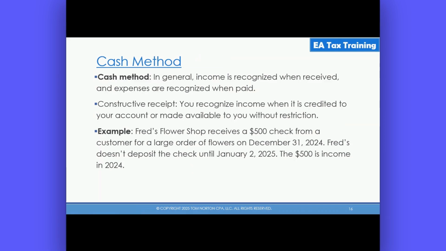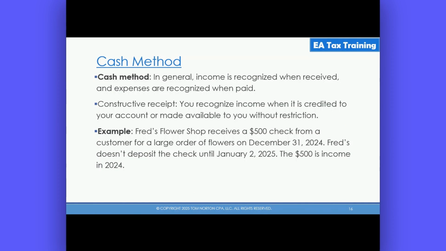Let's talk first about the cash method. This is a recap from part 1. So in general, with the cash method, income is recognized when it is received and expenses are recognized when they are actually paid. But don't forget about constructive receipt. You recognize income when it is credited to your account or made available to you without restriction.